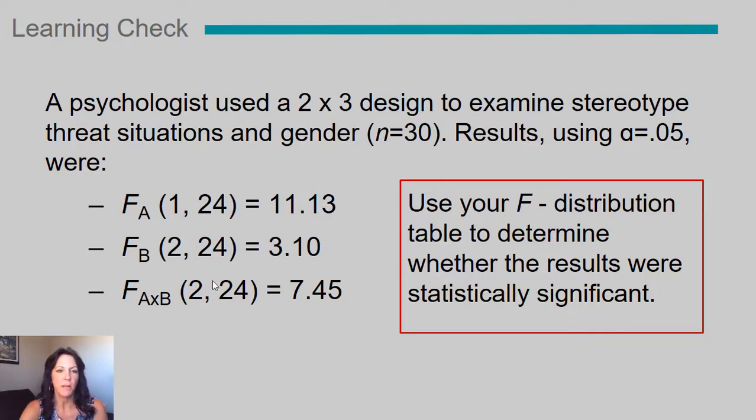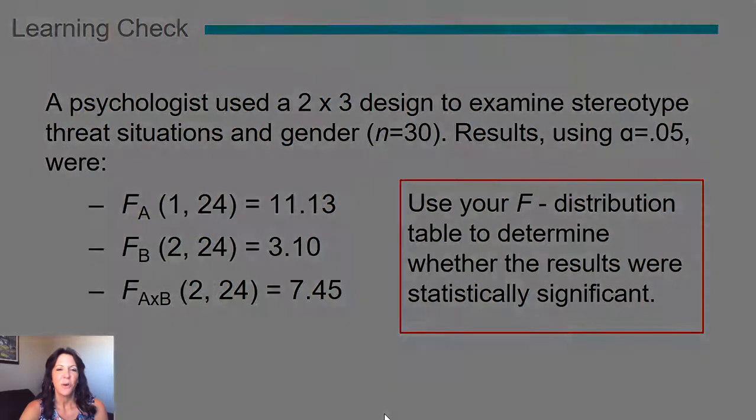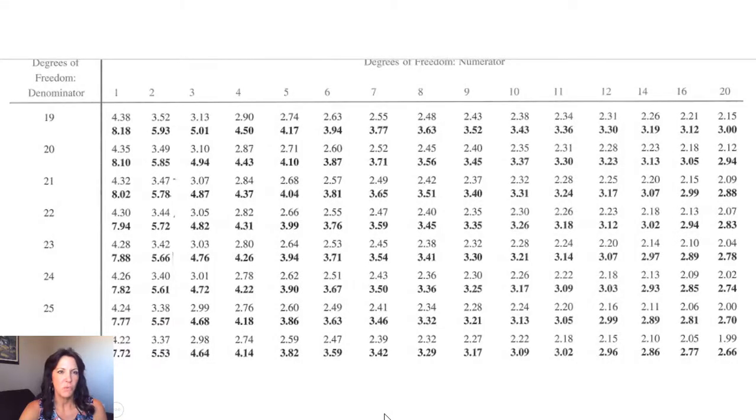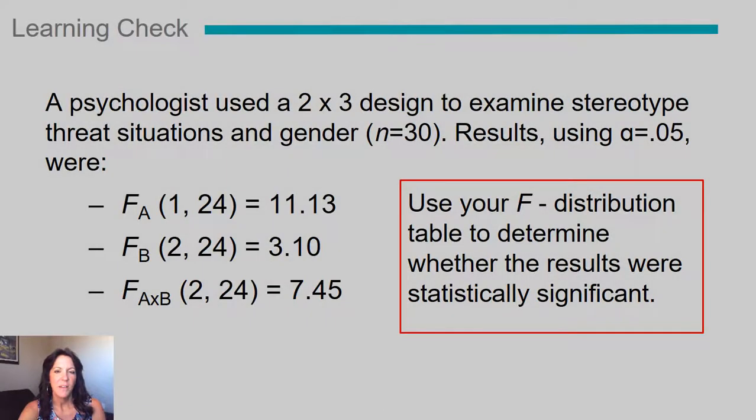Let's try the next one. This one has degrees of freedom of 2 and 24. So I'm going to circle 2, and I'm going to circle 24. And now our critical value is 3.40. Did we exceed that on the second one, on factor B? Well, factor B was 3.10. It did not quite rise to that level. So in this case, we failed to reject the null hypothesis.